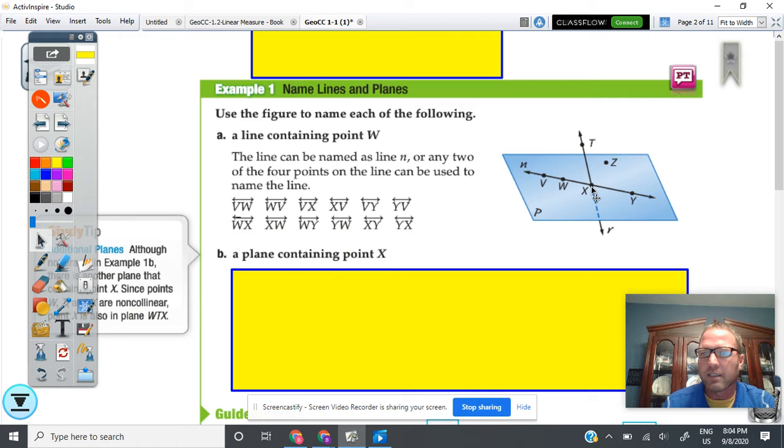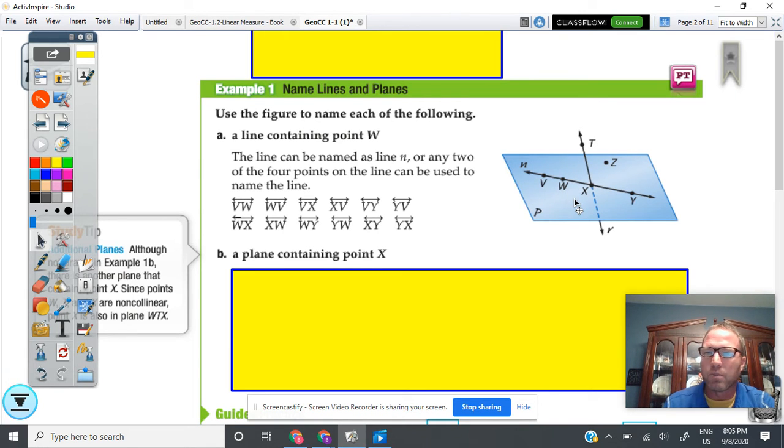Plane containing point X. Again, we have the one drawn here. The easiest way to name it is plane P with the capital letter in cursive or script. Now, remember, we can name it with any 3 points on that plane. VZW, WZX, XYZ, YZW, and so on. We use 3 capital letters to signify points.